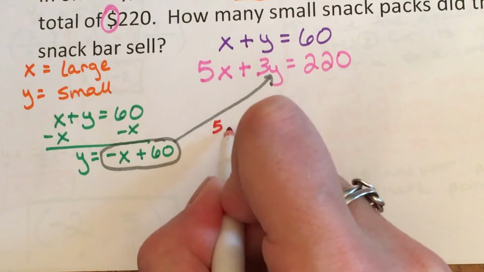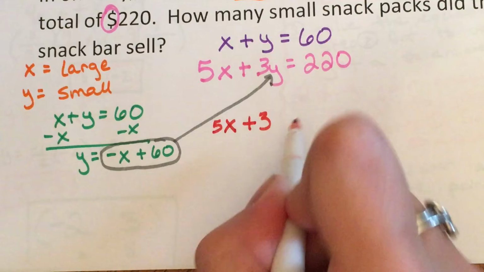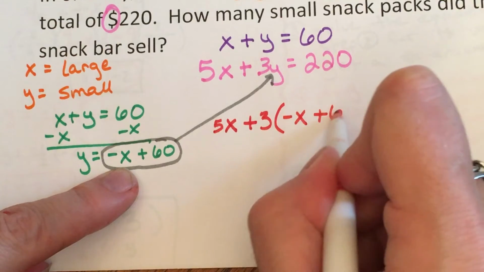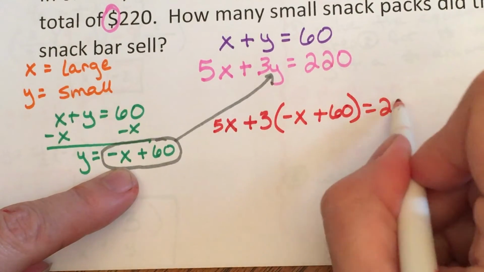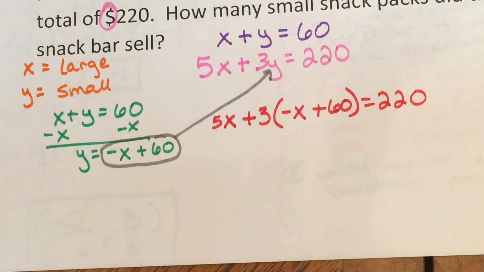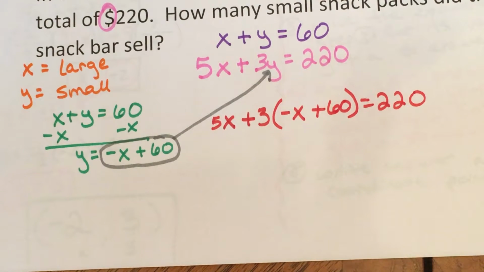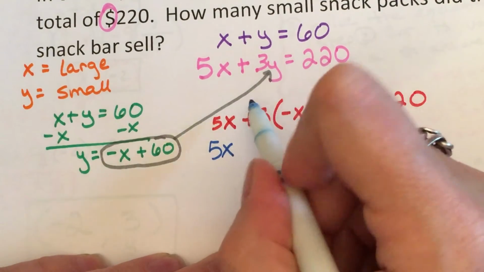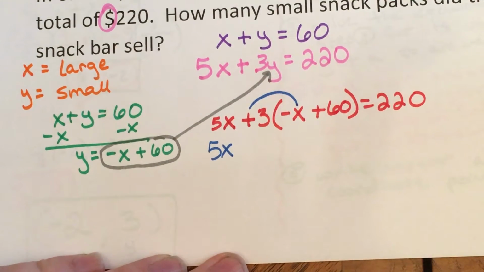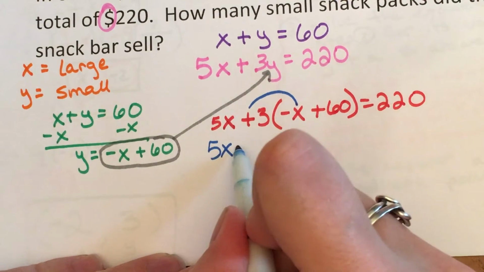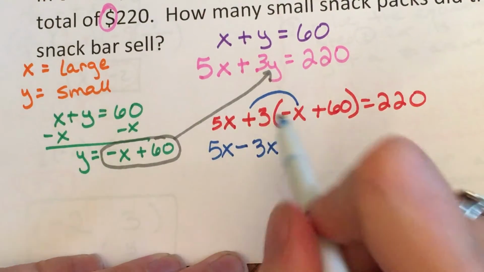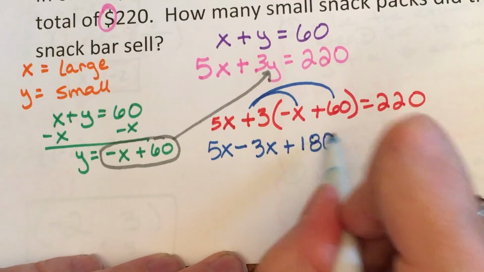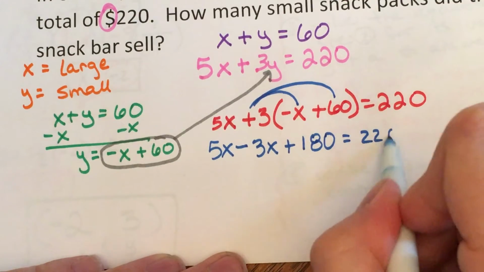Let's do that. 5x plus 3 times the quantity, negative x plus 60, equals 220. All right, let's go distribute. Let's solve for x. 5x, positive 3 times negative x. A positive times a negative is a negative 3x. A positive times a positive is a positive 180 equals 220.